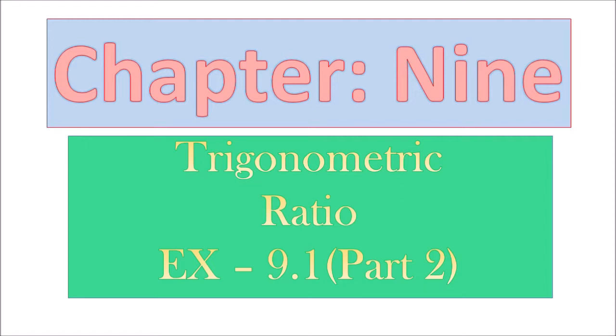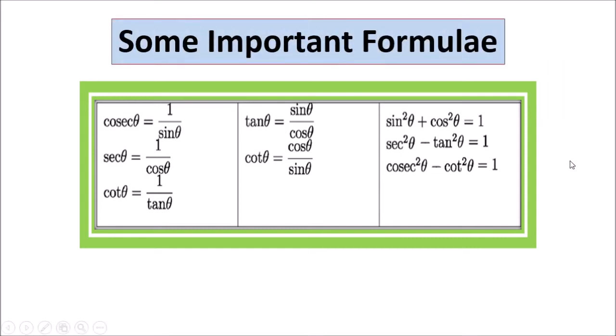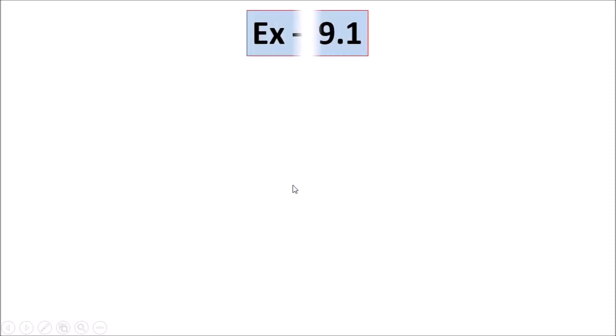Before solving the maths, this is the formula you have to memorize. In the last video I told you to memorize all of these formulas. Here I repeat again: cosec theta equal to 1 by sin theta, sec theta equal to 1 by cos theta, cot theta equal to 1 by tan theta equal to cos theta by sin theta, tan theta equal to sin theta by cos theta, sin square theta plus cos square theta equal to 1, sec square theta minus tan square theta equal to 1, cosec square theta minus cot square theta equal to 1. So now we are going to solve the maths.